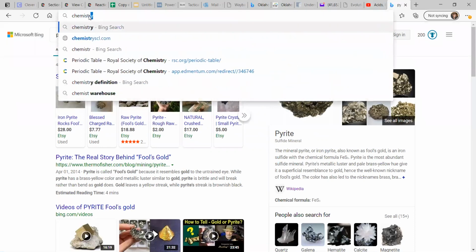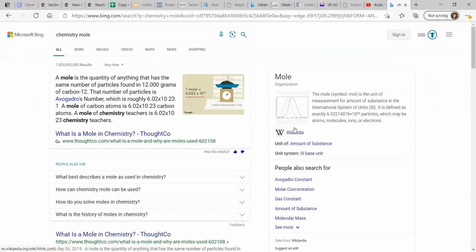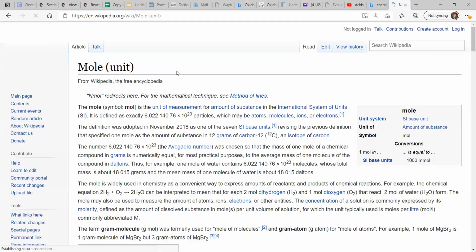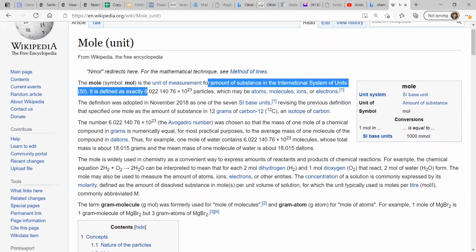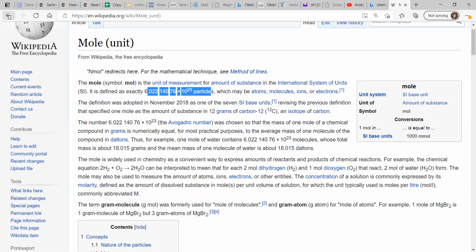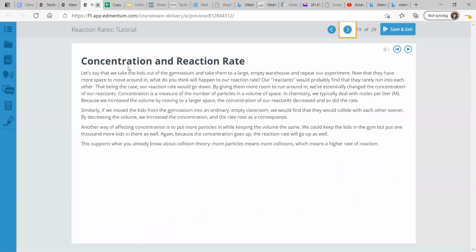Chemistry mole. We refer to mole as a unit of measurement for amount of substance. So you're saying 1 mole contains this many particles. So a mole is a unit, like the way an inch measures length, a mole measures the amount of something. So hopefully that does not confuse you.